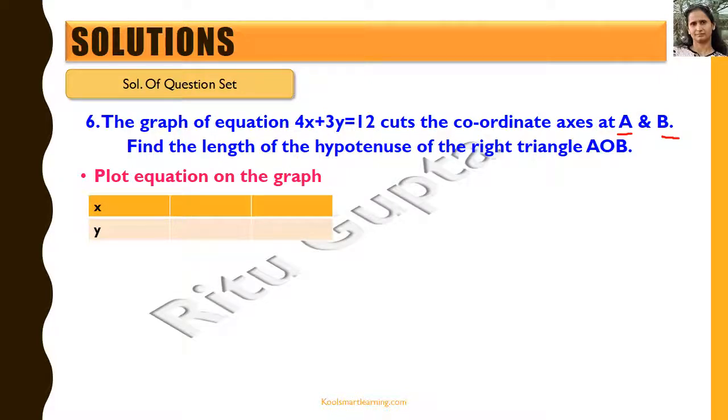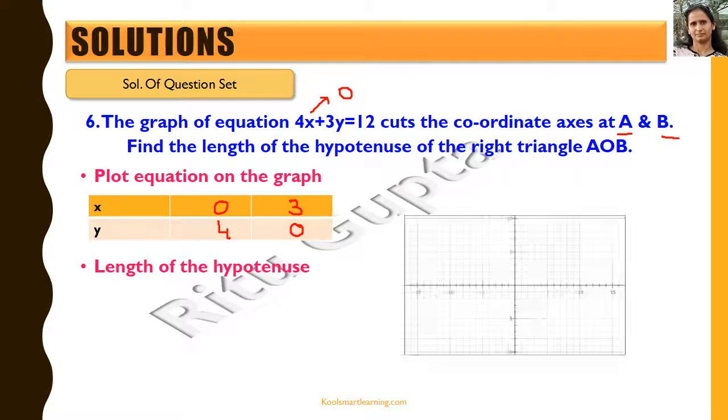For plotting, we need to find out 2 points, which is the minimum number of points required to plot the linear graph. So we take x equal to 0 here, and we get y equal to 4. And for the second point, we take y equal to 0, and then we get x equal to 3. So these are the 2 points that we need to plot on the graph. Then we'll find out the length of the hypotenuse.